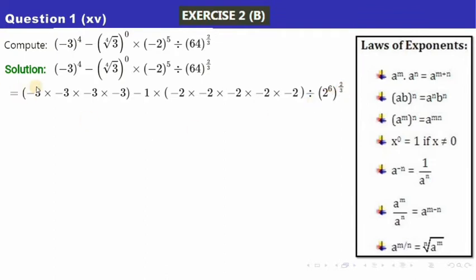Minus into minus is plus, plus into minus is minus, minus into minus is plus. So when you multiply all the signs within this bracket, you get plus, and you have got 3 into 3 into 3 into 3, isn't it? So that is 3 to the power 4.